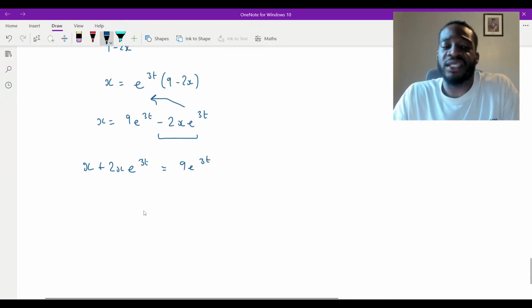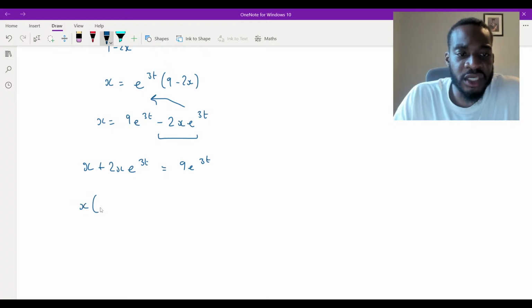And then now we can take out the x, because that's what we want. It's going to be, what's it going to be? It's going to be 1 plus 2e to the 3t. And that's going to equal 9e to the 3t. And then now we can divide. So x is going to equal 9e to the 3t over 1 plus 2e to the 3t. So we've got x on its own.